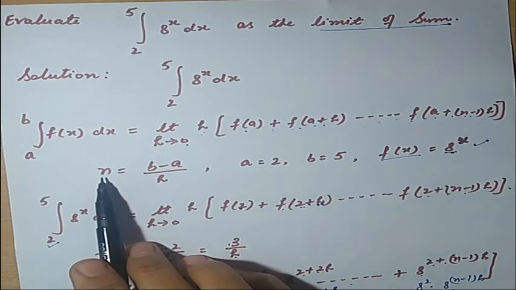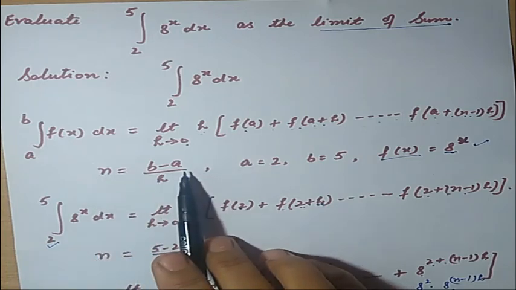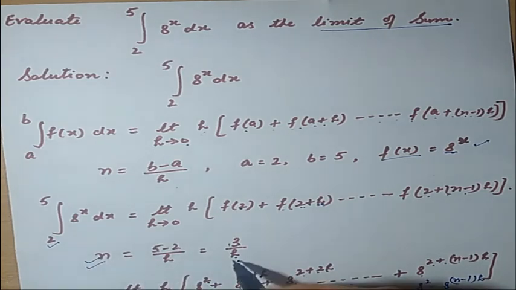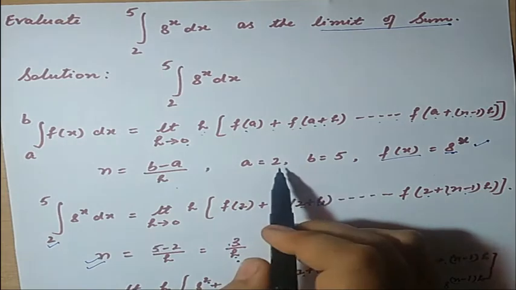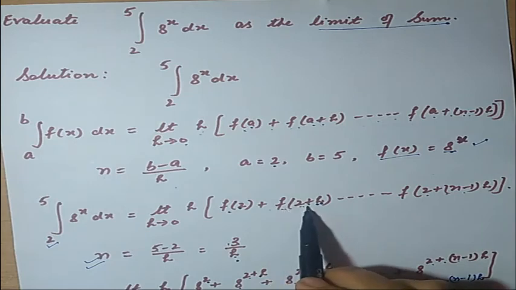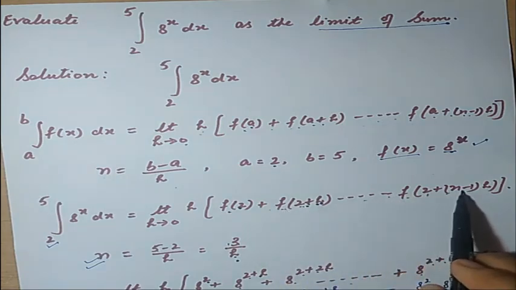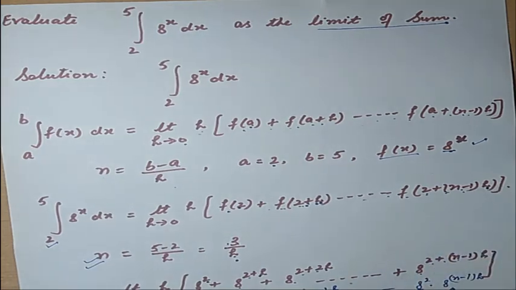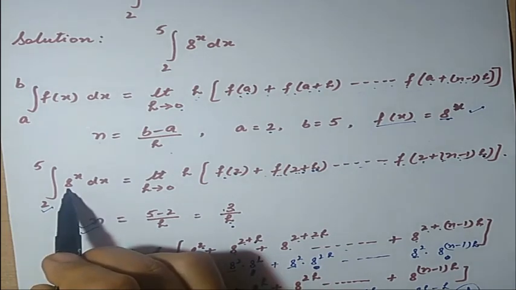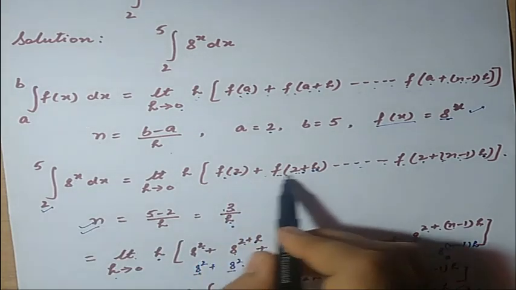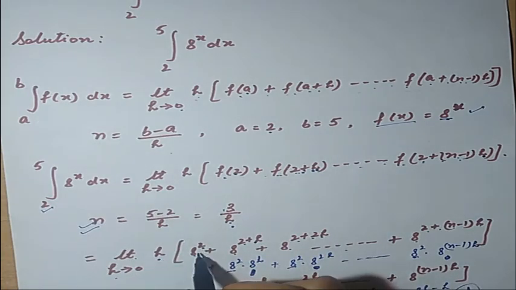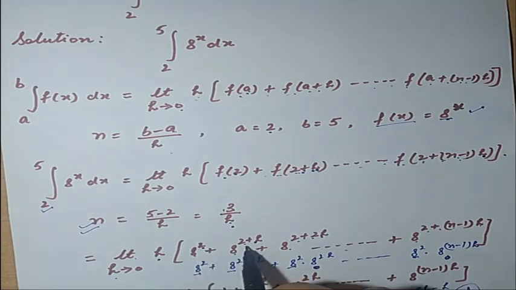First, we will find the value of n by applying the formula. When we apply the formula, it will be equal to 3/h. Now we will put the value of a again. The value of a is 2. So it will be f(2 + h) up to f(2 + (n-1)h). Now we have to find the values in the function, and the function is 8^x. Now we will put all these values in the function. So what will be here? Limit h approaches 0, h into 8 raised to power 2, 8 raised to power 2 + h.